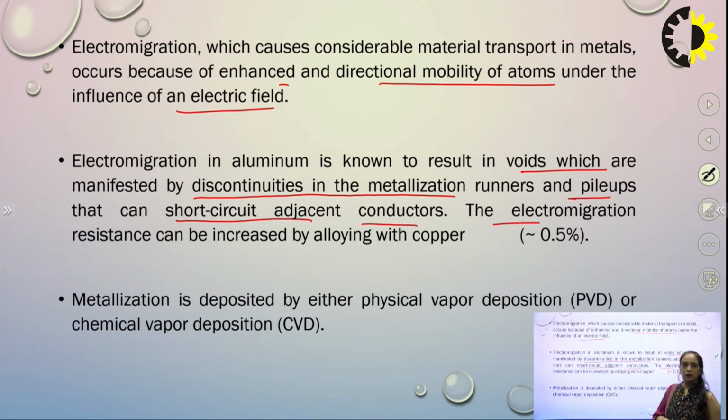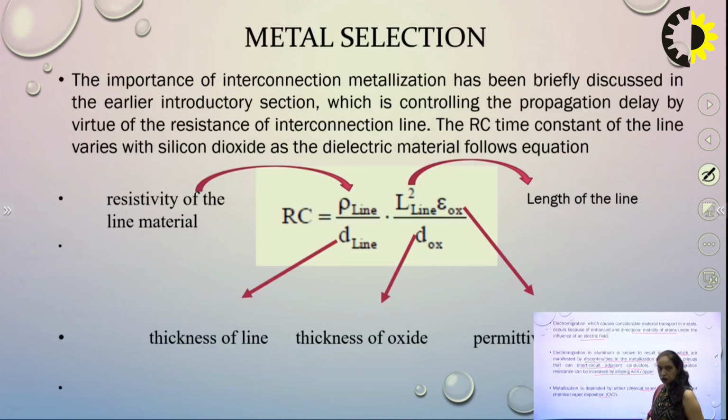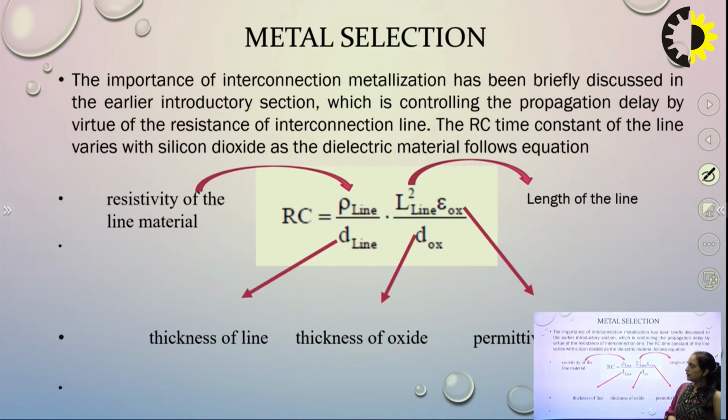And so, the electromigration resistance can be increased by mixing the aluminum with the copper. So, we can alloy it with the copper with 0.5%. So, this metallization is deposited either by physical vapor deposition or chemical vapor deposition.